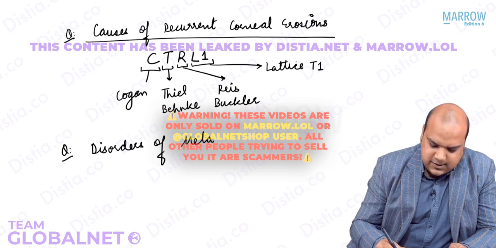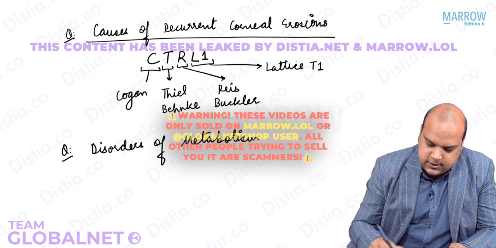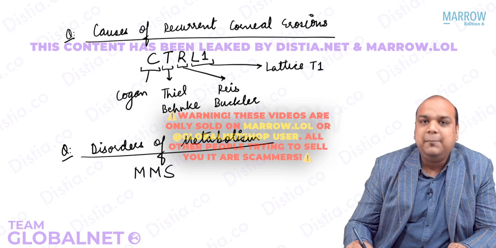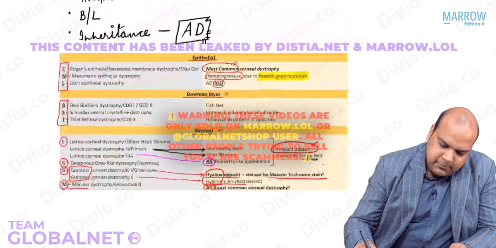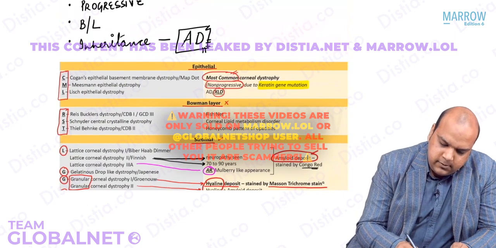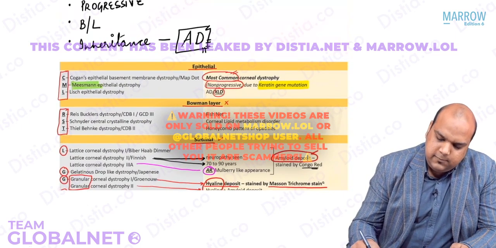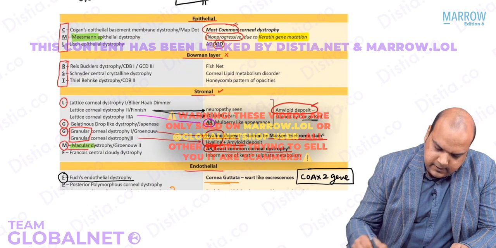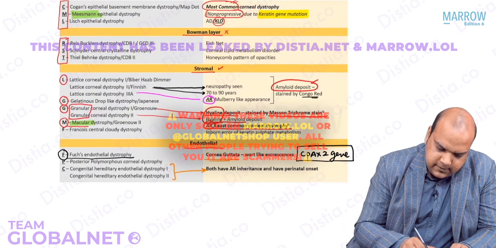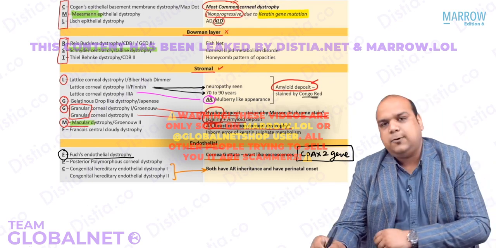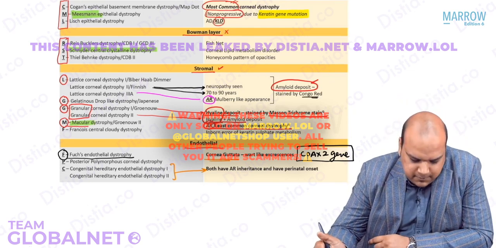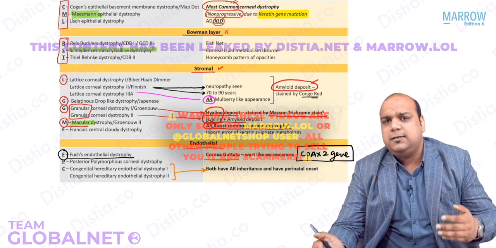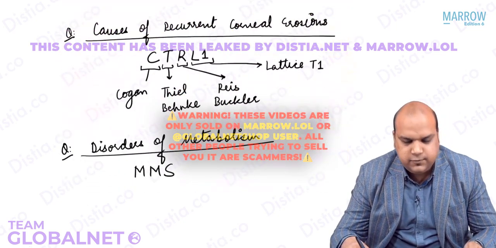So kind of list-based questions if examiners want to ask you. Disorders of metabolism. Even though it is written in the table, I'm just giving you a mnemonic again here, MMS. MMS. Let's go back to the table and let's see MMS, everybody. M for, first of all, Meesmann, right? Keratin gene mutation. Then M for, again, everybody, macular. And then S for, everybody, Schnyder central crystalline dystrophy. MMS. Okay? Meesmann, macular, and Schnyder. These are the three causes of the corneal dystrophies due to metabolic disorders. No confusion about this? Am I clear?